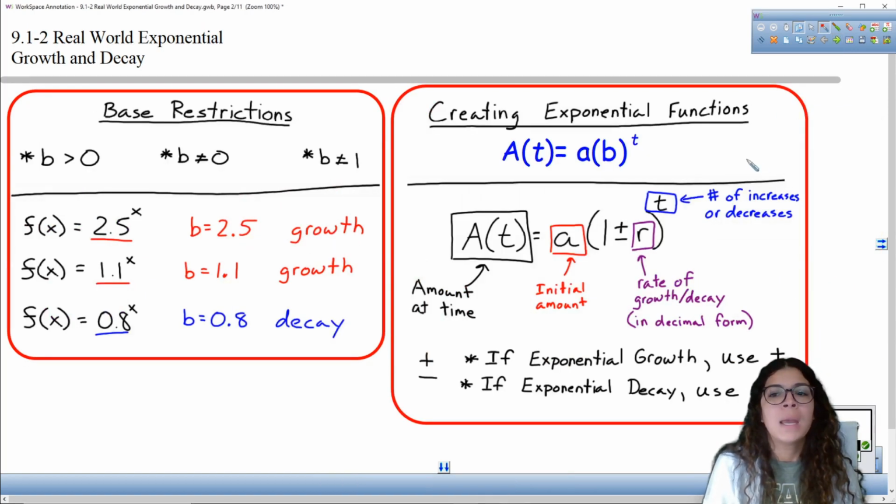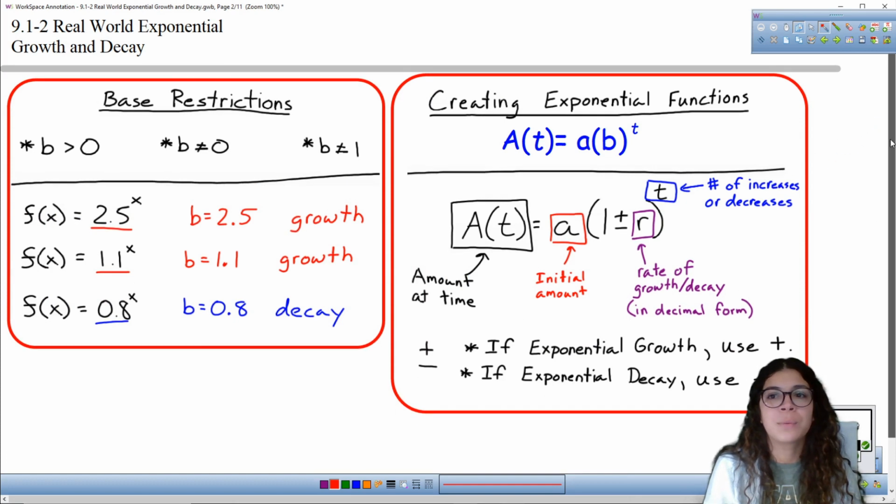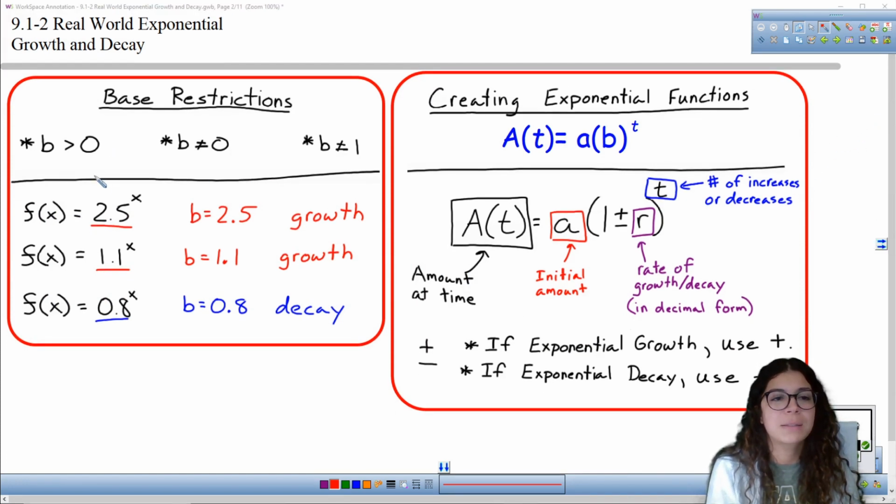Okay. Another thing that we need to talk about is the restrictions that we have on the base, okay? The base has to be positive. It has to be bigger than 0. No negative bases. Another issue is that the base cannot be 0 or 1, okay?